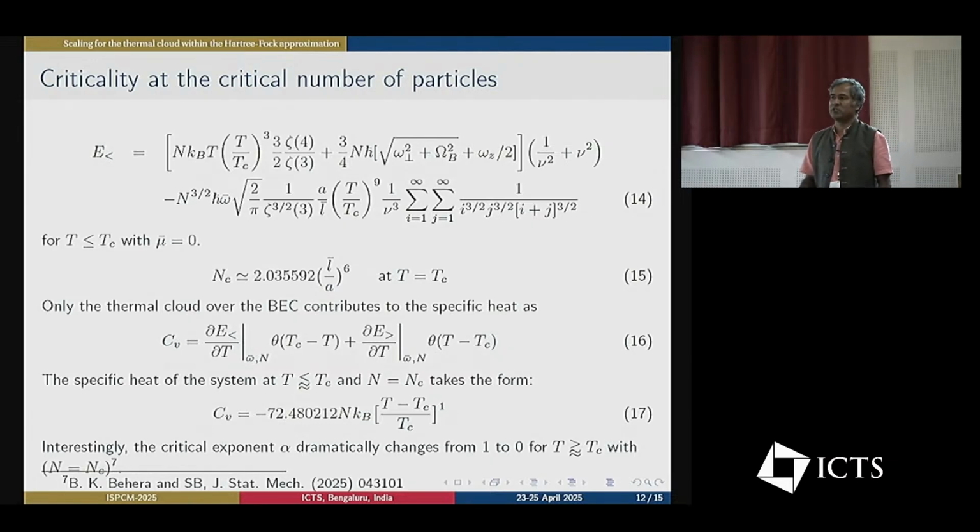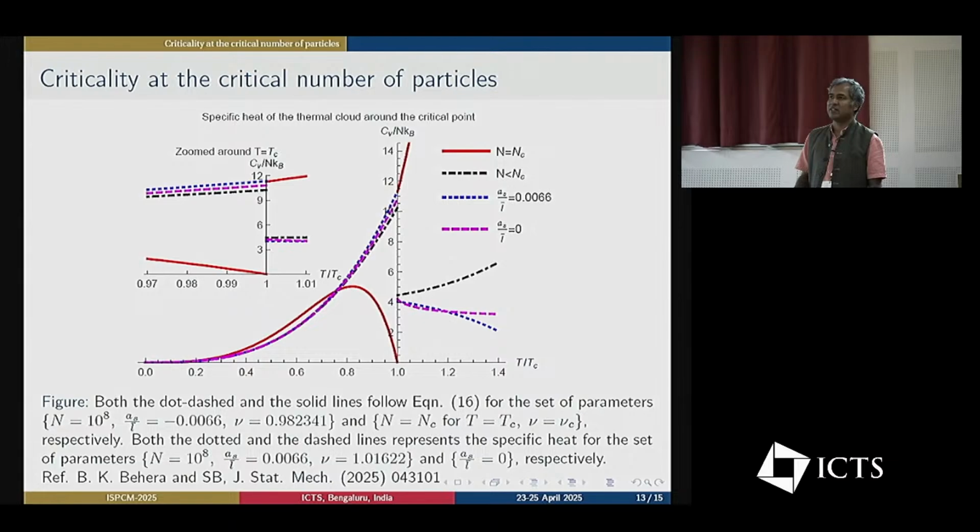From here we get the specific heat, and at N equal to Nc, the specific heat just below Tc takes this form. It suggests that there is a critical exponent which is 1 over here. And of course, just beyond Tc, the critical exponent is 0. Here, this red line is the curve for N equal to Nc. So just above Tc, the system is stable.